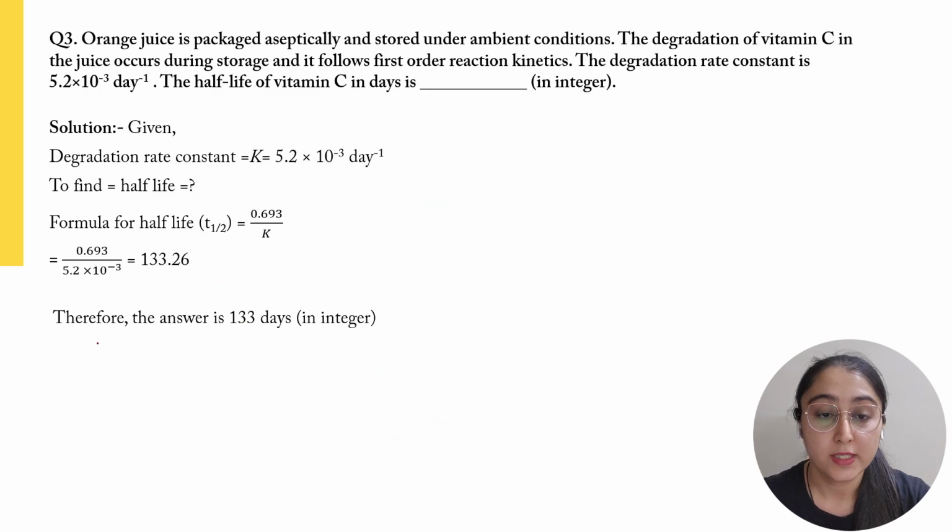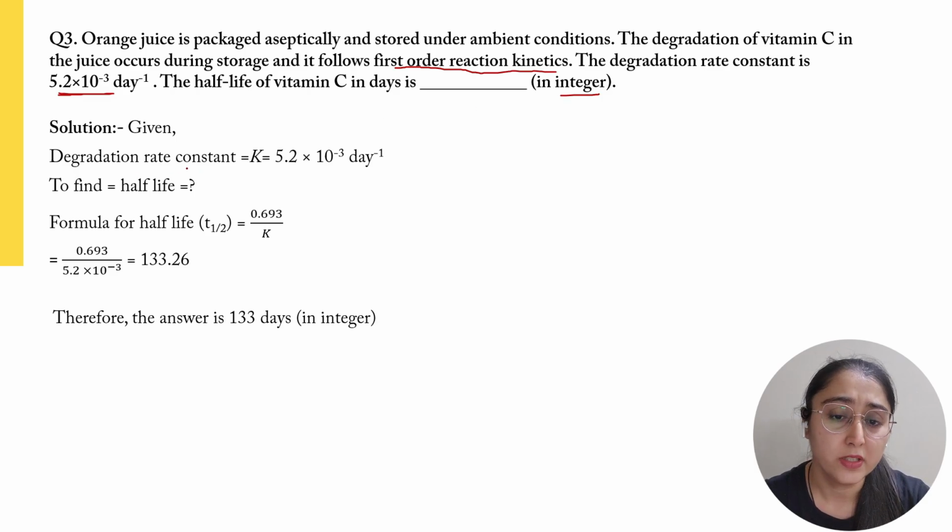So now heading on to the next question, which is again a numerical. It says orange juice is packed aseptically and stored under ambient conditions. Now the degradation of vitamin C in the juice occurs during storage and it follows first order reaction kinetics. The degradation rate constant is 5.2 into 10 to the power minus 3 per day, and we need to calculate the half-life in days, in integer.